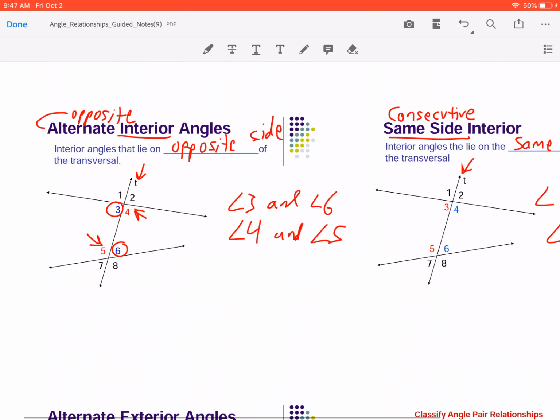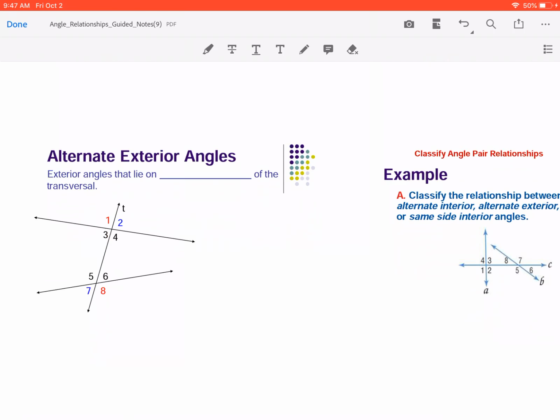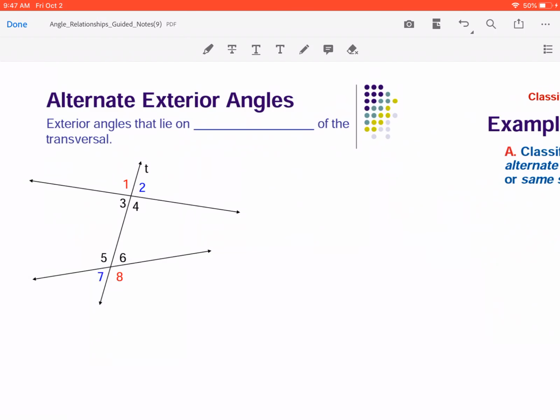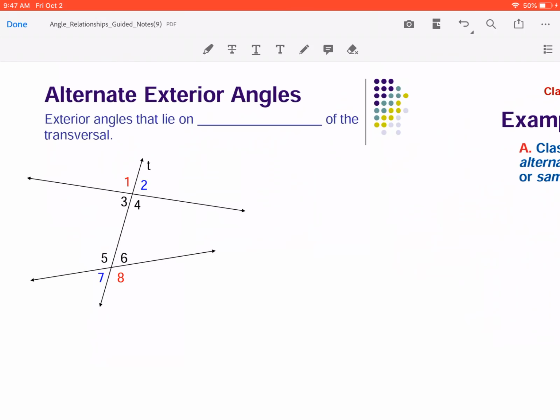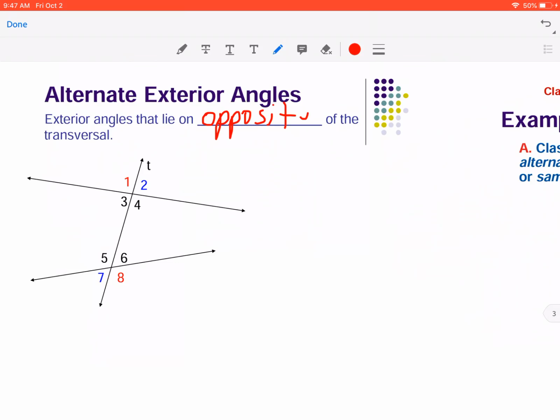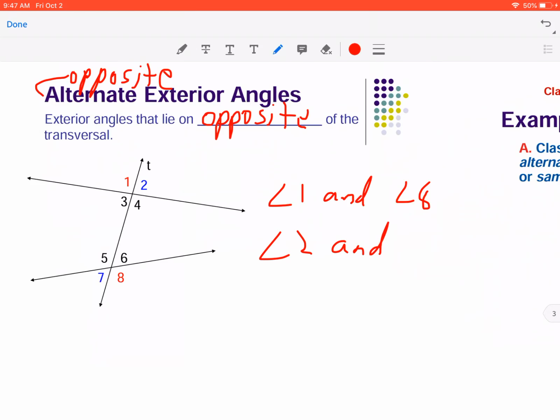Now, you had alternate interior angles. Well, guess what? You have alternate exterior angles. So exterior angles that lie on the opposite sides of the transversal. Again, they have to be exterior, on the outside. But look at the colors. The red, 1 and 8. The blue, 2 and 7. They have to be on opposite sides of the transversal. Alternate means opposite. So alternate exterior: 1 and 8, 2 and 7.